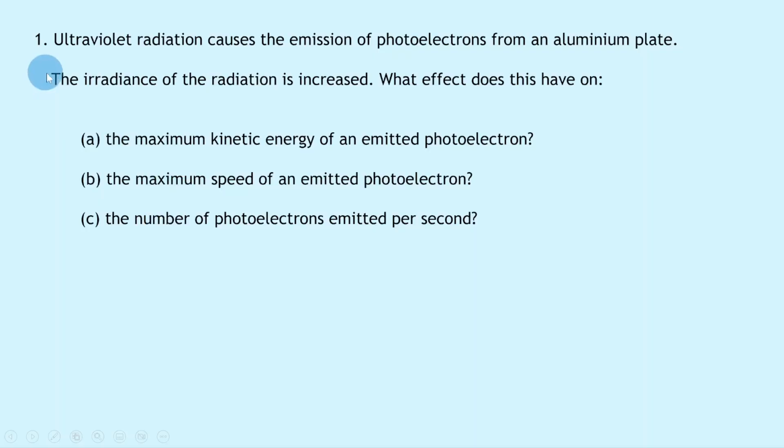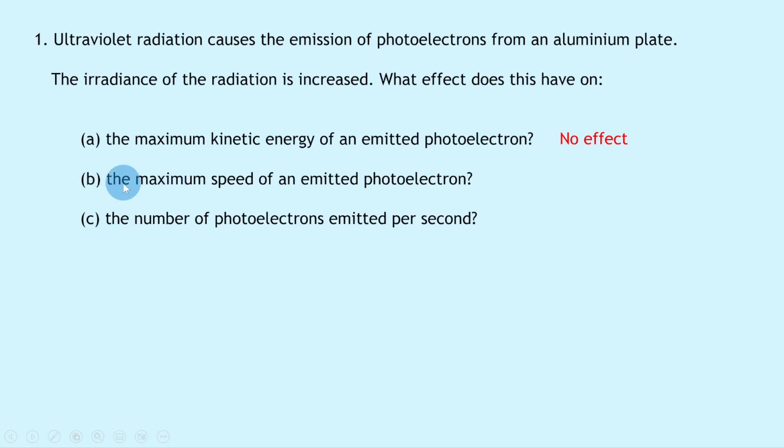So let's get going. Question 1 says that ultraviolet radiation causes the emission of photoelectrons from an aluminium plate. The irradiance of the radiation is increased. What effect does this have on A, the maximum kinetic energy of an emitted photoelectron? Well, remember irradiance has no effect on the maximum kinetic energy of an emitted photoelectron.